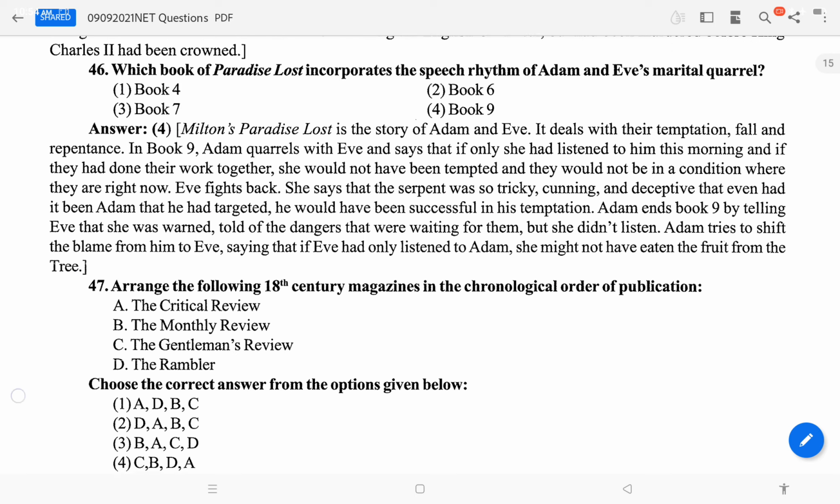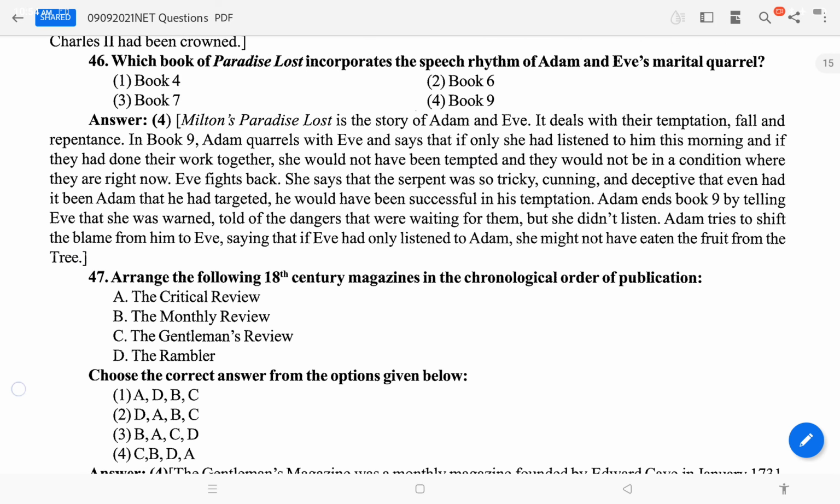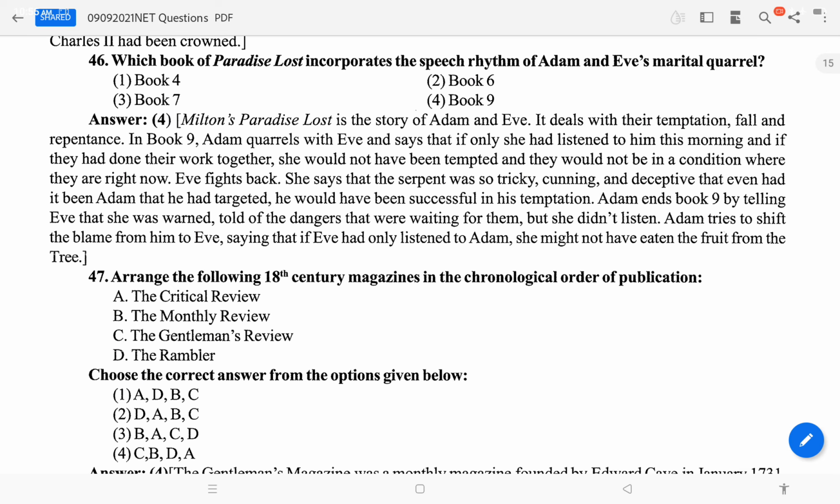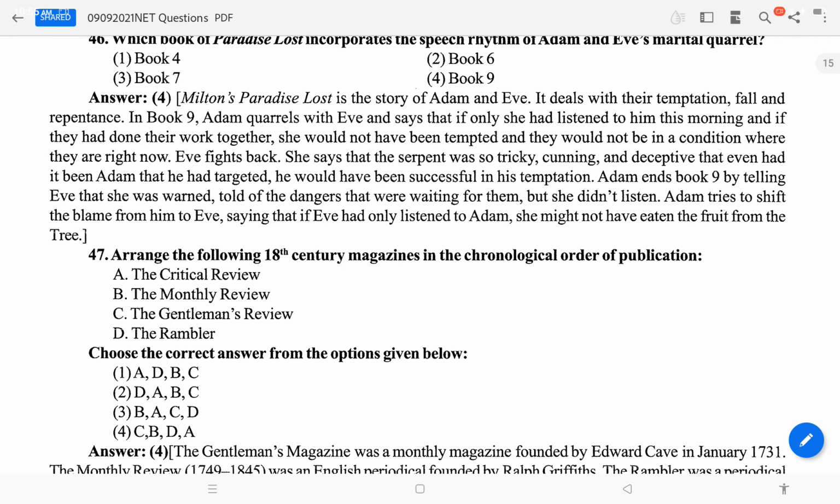Now let's see question number 46. Which book of Paradise Lost incorporates speech, rhyme, rhythm of Adam and Eve's marital quarrel? So the marital quarrel will be in Book 9. Milton's Paradise Lost is the story of Adam and Eve. It deals with the temptation, fall, and repentance.